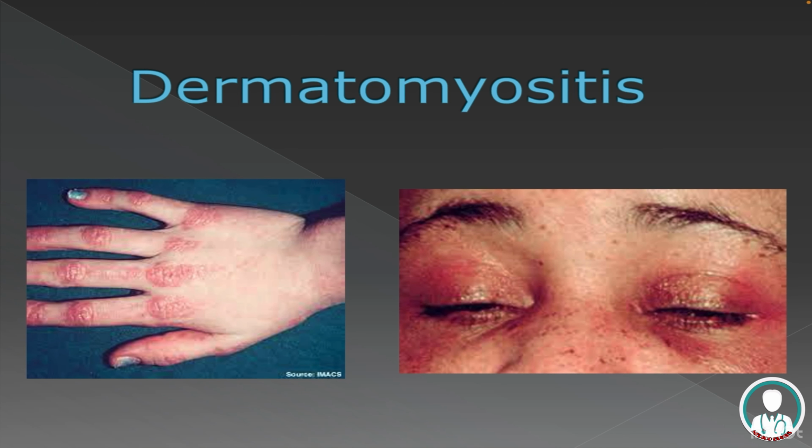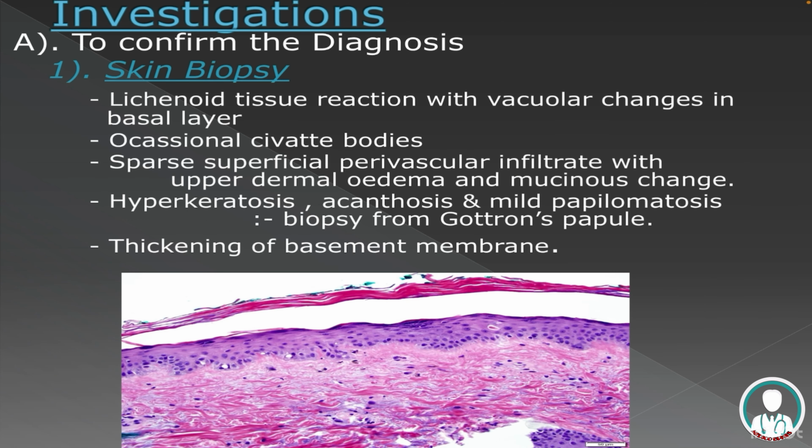Now let's begin with dermatomyositis. Again, the investigations can be broadly divided into two groups: to confirm the diagnosis and to establish the extent of the disease. In a skin biopsy, there is lichenoid tissue reaction with vacuolar changes in the basal layer. Occasionally, Civatte bodies are seen. There is sparse superficial perivascular infiltrate with upper dermal edema and mucinous change. There is hyperkeratosis, acanthosis, and papillomatosis from the biopsy of the Gottron's papule. There is thickening of the basement membrane.